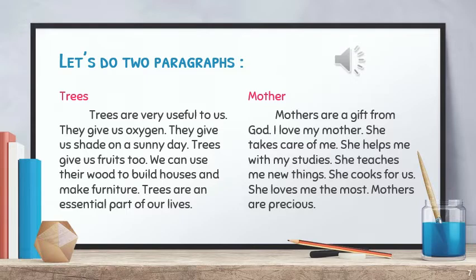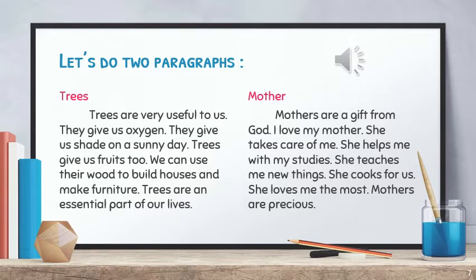Now coming to the second paragraph. Mother. Mothers are a gift from God. I love my mother. She takes care of me. She helps me with my studies. She teaches me new things. She cooks for us. She loves me the most.